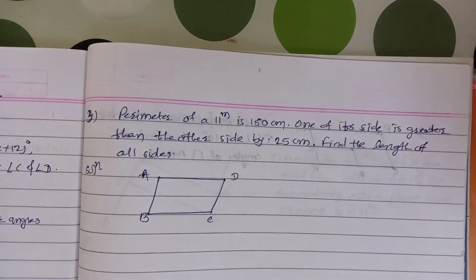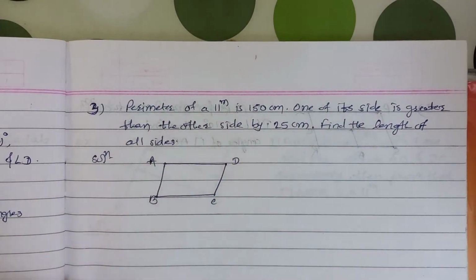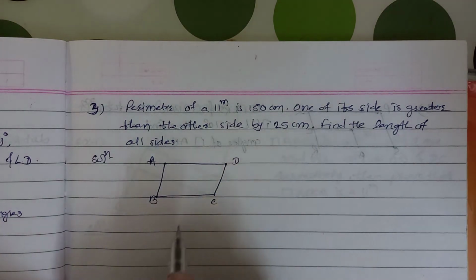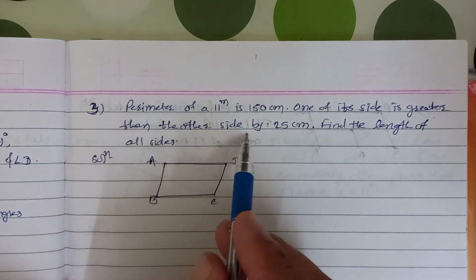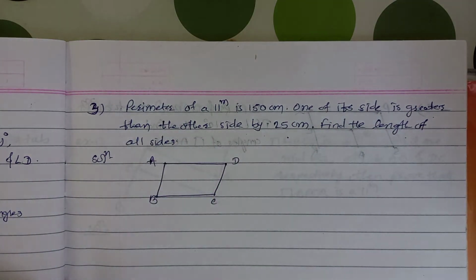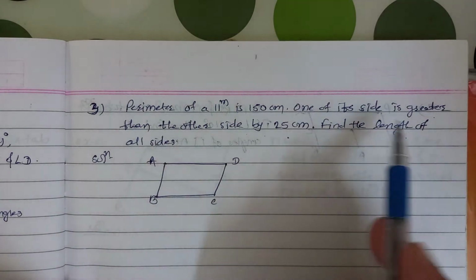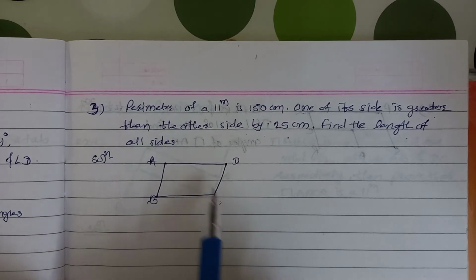Another example from that 5.1, we'll take one by one. So which one is different? That example I will take, and the remaining you have to solve. So the perimeter of this parallelogram is 150, and one of its sides is greater than the other side by 25. Then find the length of all sides. Perimeter is given and the relation of this small side and greater side. We know this is AB smaller. Okay, these two are greater.